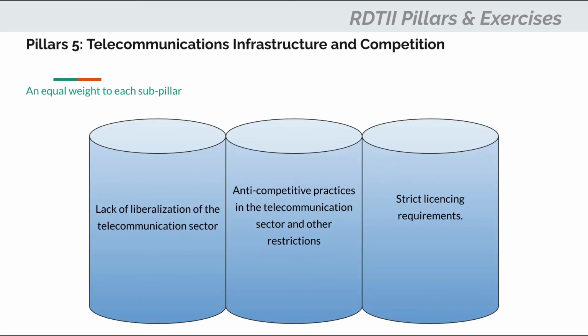Pillar 5 flags telecom policies and practices that undermine the openness and competition by covering: first, lack of liberalization of the telecommunications sector. Second, anti-competitive practices in the telecommunications sector and other restrictions, and third, strict licensing requirements. Each subpillar is given an equal weight.